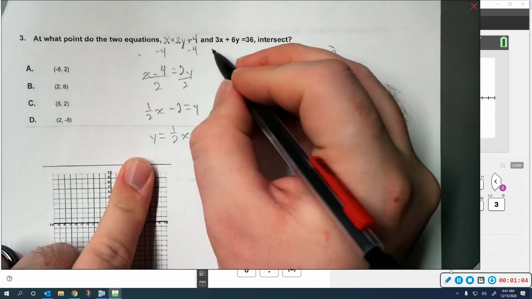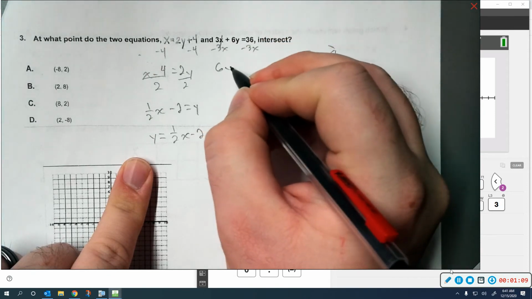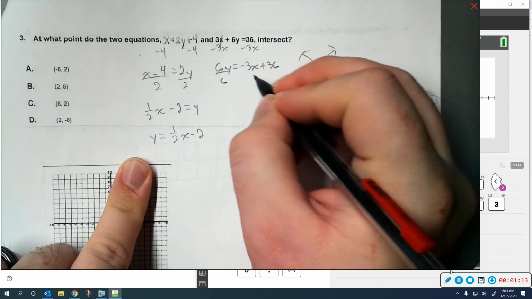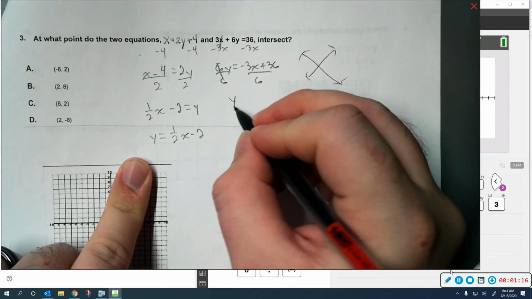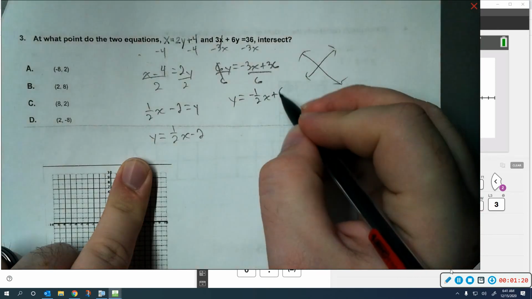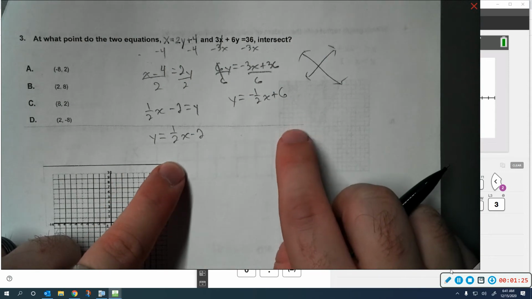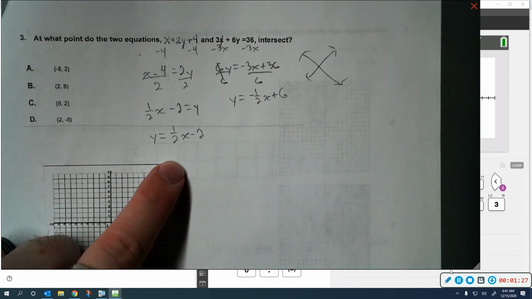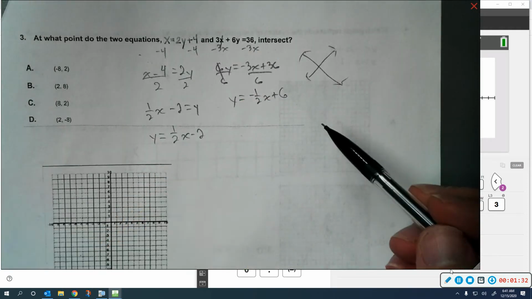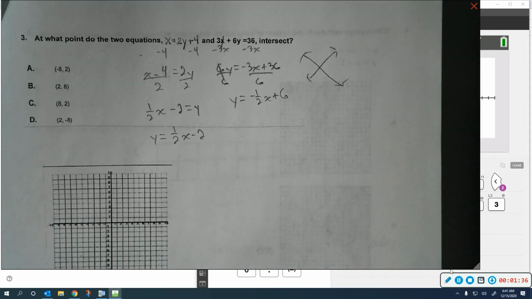Alright, the other one, move my x, bring everything down, divide by y, and there's my two equations. I'm going to go ahead and graph this. Now, some of you guys, you could have used substitution, you could have used elimination, but I didn't like how they were set up, so I changed it to graphing.